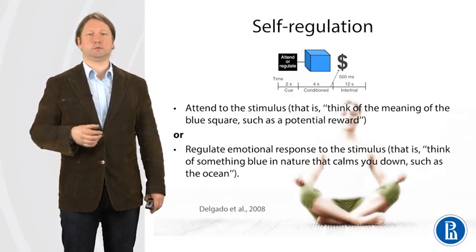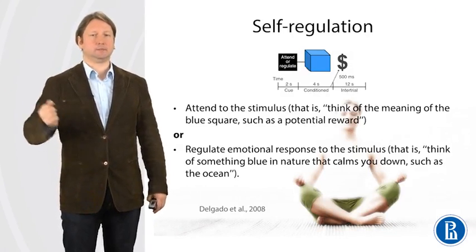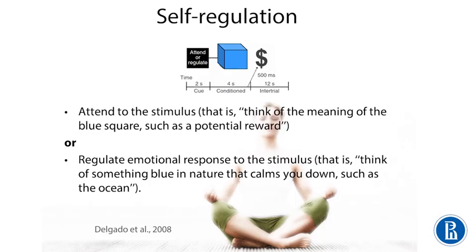Let's take a look now at a very elegant study conducted by Mauricio Delgado. So imagine that you have to pay attention to the screen and you will see different cues. The color of the cue can indicate a monetary reward. So a blue square can indicate a monetary reward at the end of the trial.